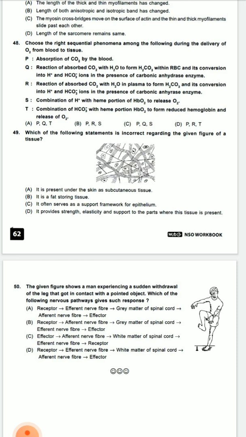Okay, up to here the model test paper 4 was there. Now I'm going to start the model test paper number 5.